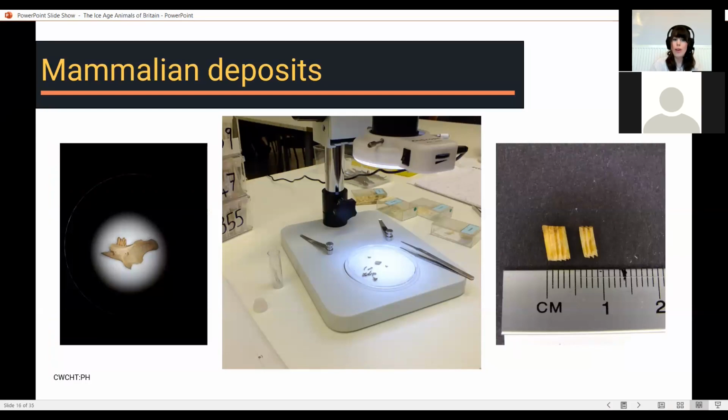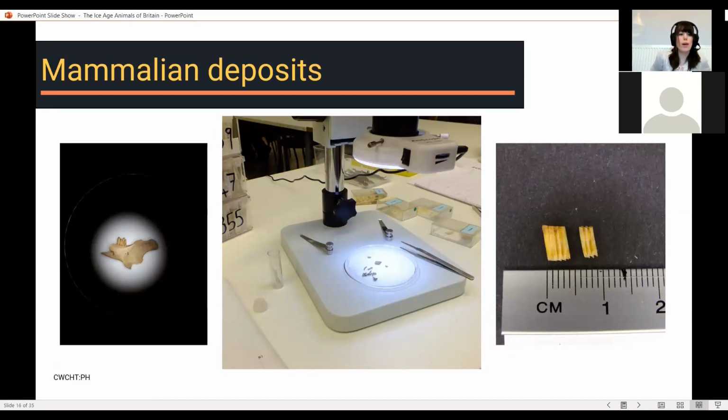And also small mammals were preserved as well. These include voles, such as the water vole, I believe, on the right-hand side, lemmings as well, and also pika, which I've got an image of on the left-hand side. So pikas are related to rabbits and hares, but rather than the big ears of the rabbits and the hares, they've got small little round ears.